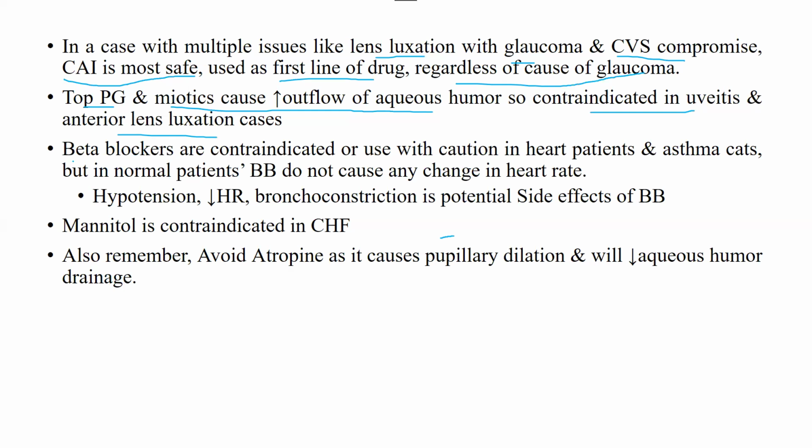Next we have beta blockers. Beta blockers are contraindicated in heart patients and asthma patients in cats, but in normal patients, beta blockers do not cause any change in the heart rate. Why is that? Because we know beta blockers have side effects, like hypotension, decreased heart rate, that is bradycardia, or bronchoconstriction. So if the cat is asthmatic and you give beta blockers, bronchoconstriction will happen and the animal is going to have respiratory issues. If the animal already has heart issues and you are giving a drug that causes hypotension or bradycardia, that's a problem. So you have to watch for that.